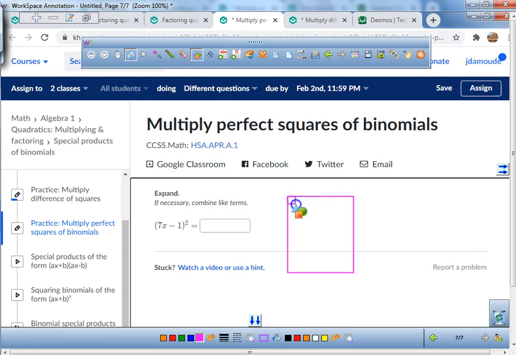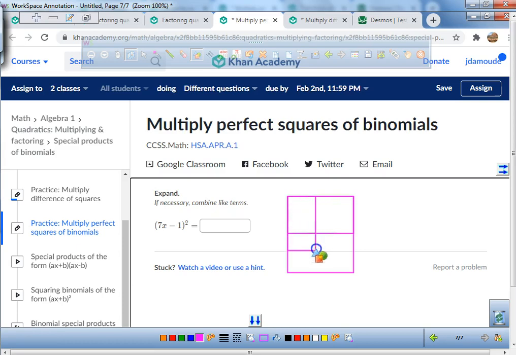So on this one, make the box, if I can. Nope, almost there. Just fast forward eventually.